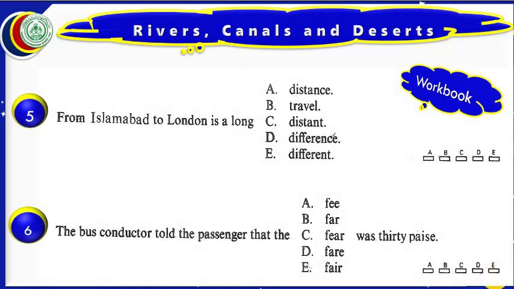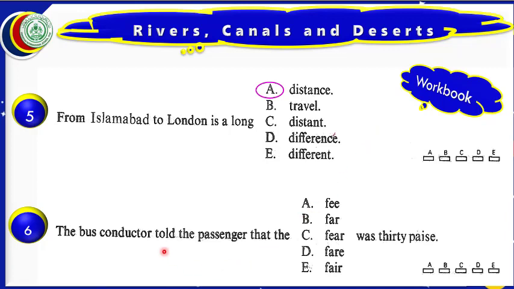Yes, students, these are the last two parts of this exercise. From Islamabad to London, it is a long distance travel. Distant, difference, different. What is the term that we use? Dear students, from Islamabad to London will be a distance. Yes, our correct option will be A, and we shall choose it like this.